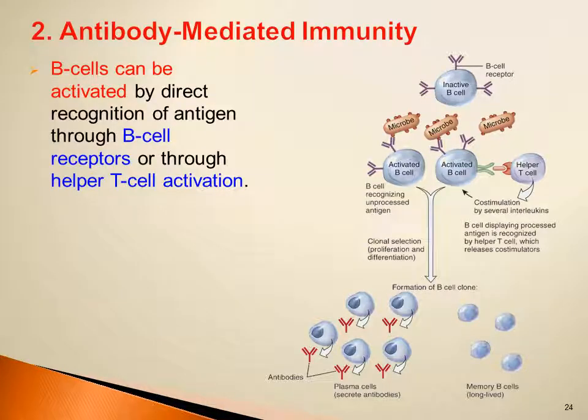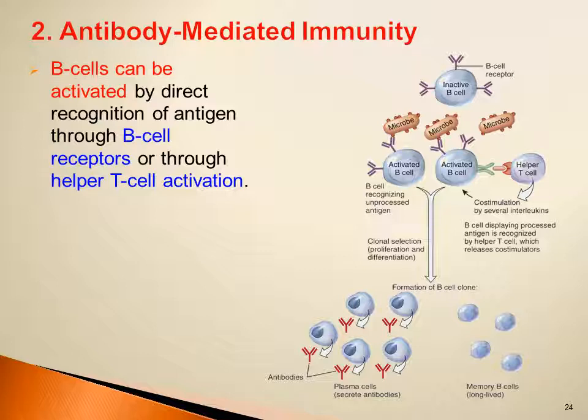We finished the cell-mediated immunity, and let's talk about antibody-mediated immunity. The key player in antibody-mediated immunity is the B cells. B cells can be activated by direct recognition of antigen through B cell receptors, or through helper T cell activation, when they are activated by antigen presenting cells that present an antigen on their surface.